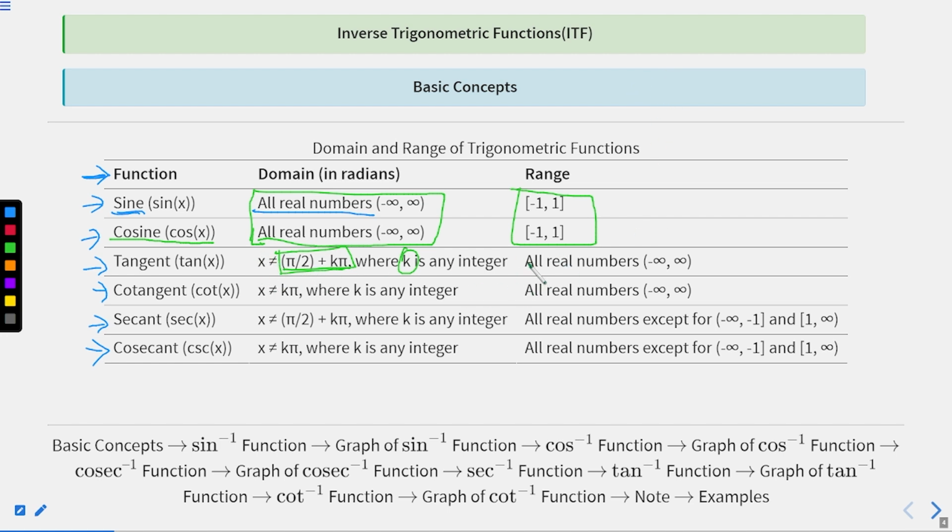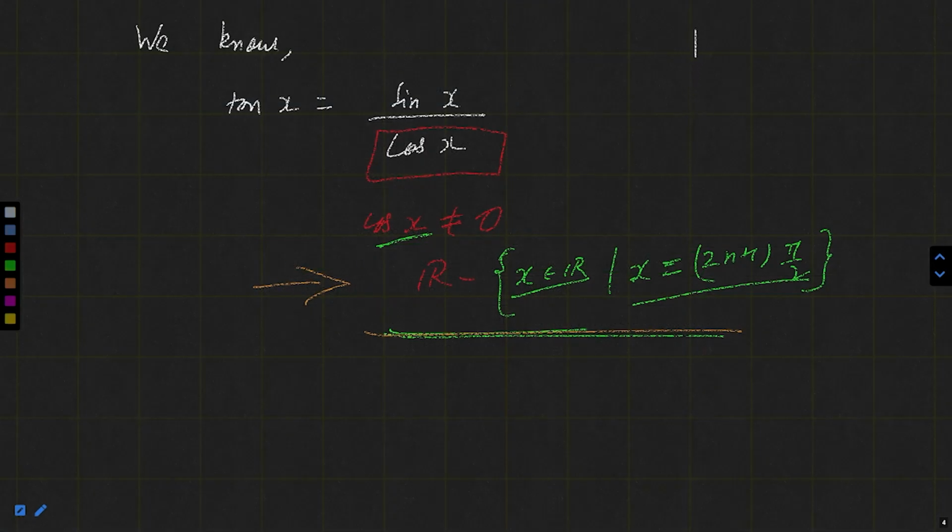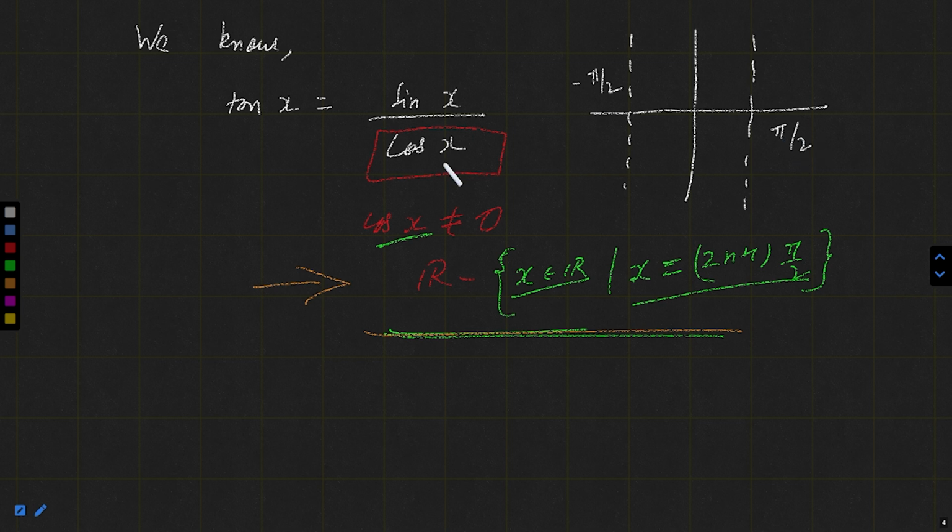And the range is all real numbers. If you recall, the graph for tan x will look like this. At minus pi by 2 and pi by 2, as it gets near, this whole thing will be getting higher and higher. This means it keeps increasing as the x value reaches very near to pi by 2.